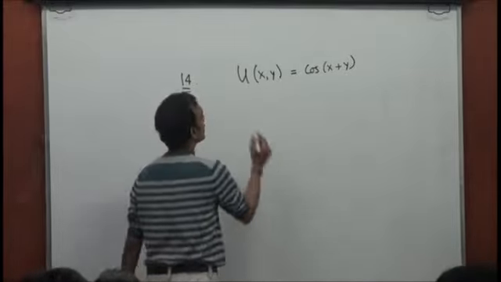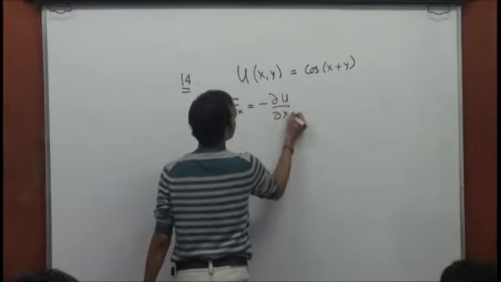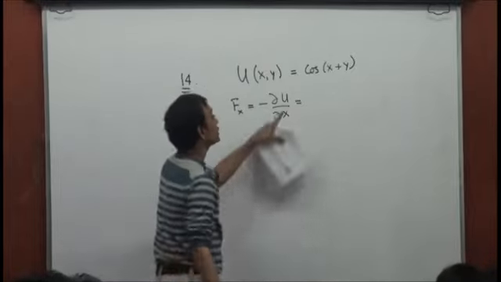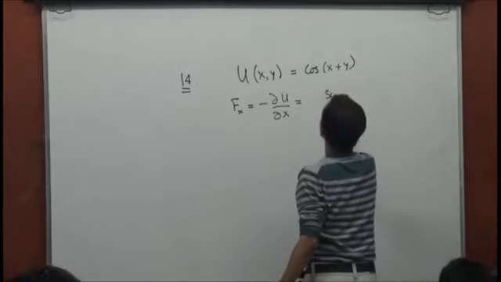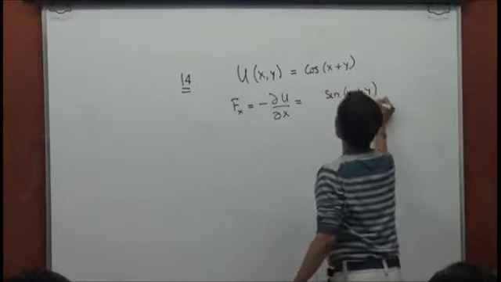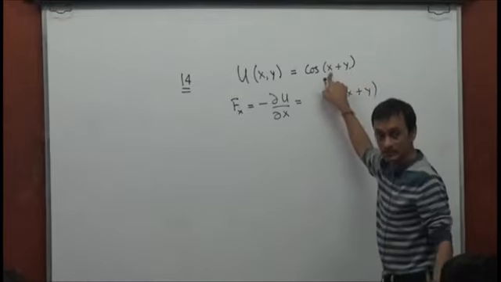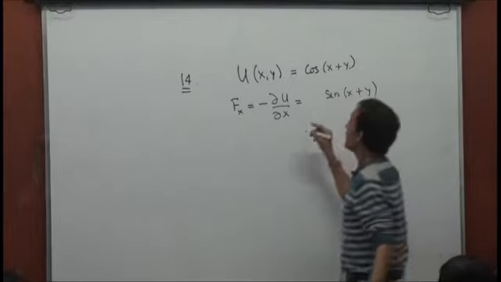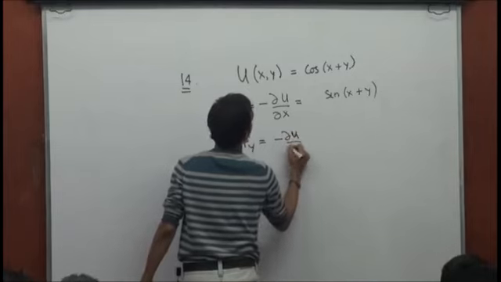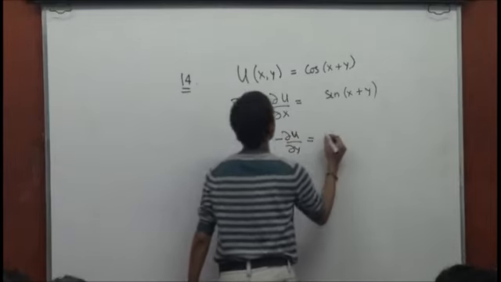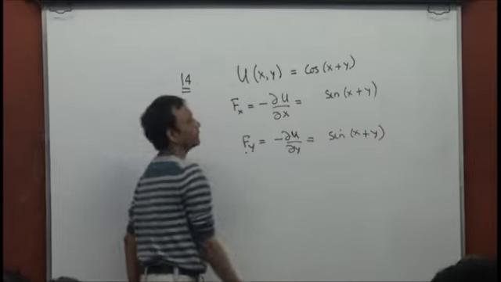U(x, y) is cos of (x plus y). So the x component of the force is going to be minus dou U dou x. If you differentiate with respect to x as if y is constant, you're going to get sine (x plus y), and then (x plus y) with respect to x is going to be 1 as if y is constant, from the chain rule. And the y component of the force is going to be minus dou U dou y, which is going to be sine (x plus y).